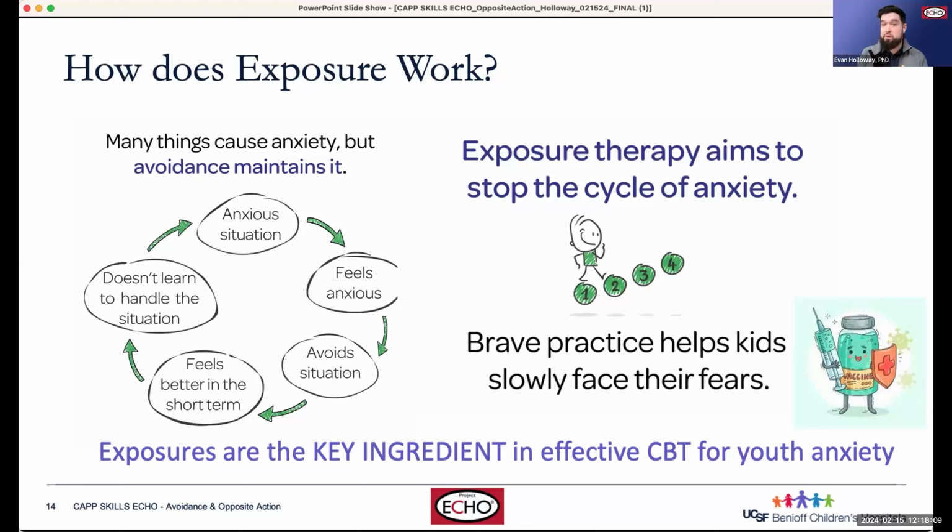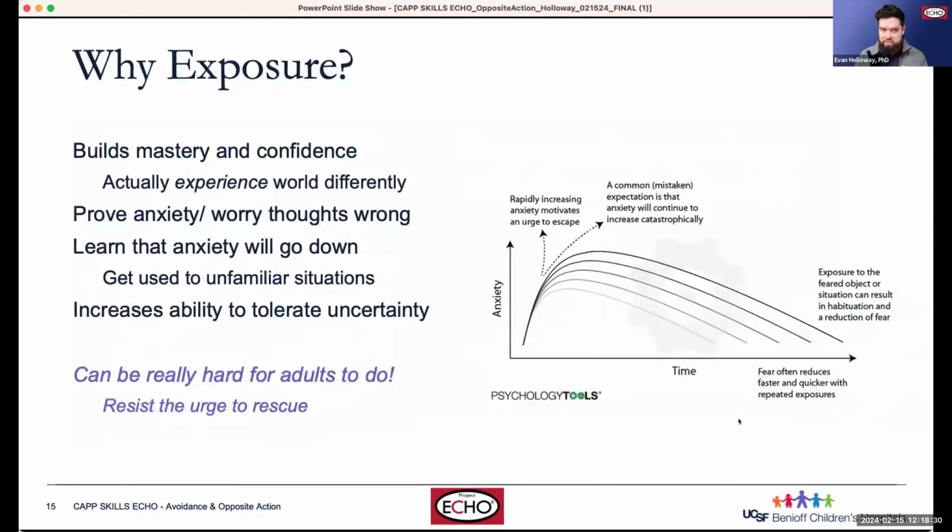Exposure therapy aims to disrupt that cycle. With kids, it can take supporting some bravery to help them slowly face their fears little by little. And just to reorient, exposures are the key ingredient in CBT for youth with clinical anxiety. Why exposure? Exposure helps to build mastery and confidence. So kids can actually experience the world differently, right? It can challenge those automatic thoughts and lead to different behaviors and different feelings. You can prove that those worry thoughts are wrong, or not working very well, and come up with new ones.